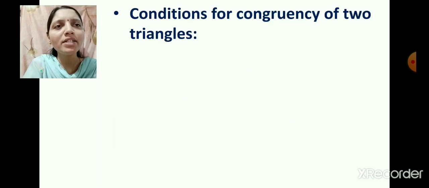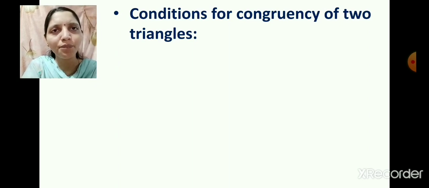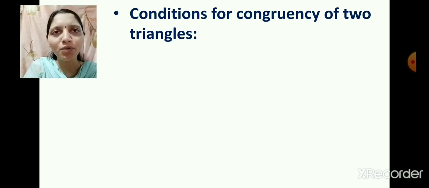Now let's learn the conditions for congruency of two triangles. I told you that you can consider three elements of a triangle, and with the help of those three elements you can show the congruency between the two triangles. Now you cannot take any three elements. There are some conditions. So let's see which three elements you can consider.